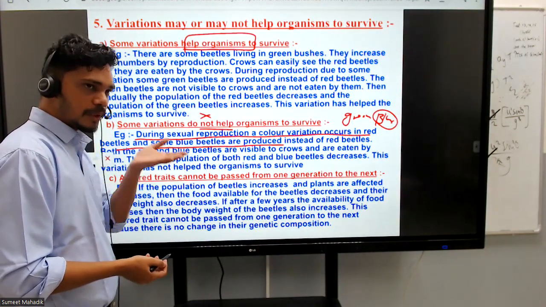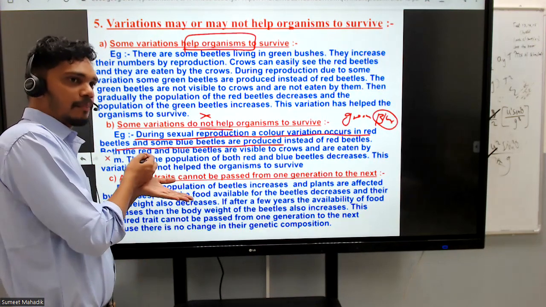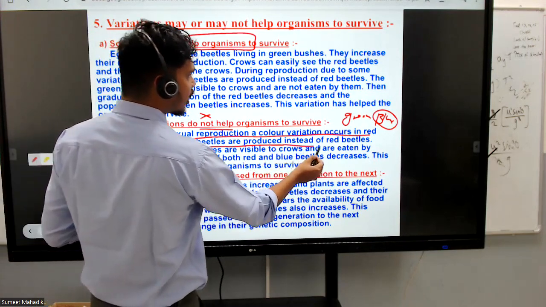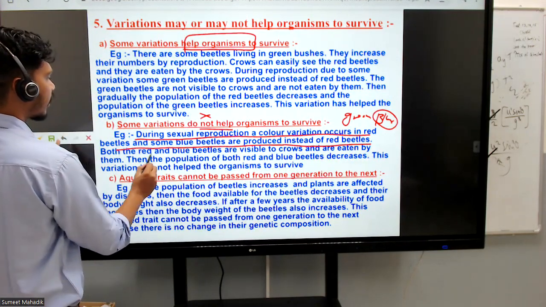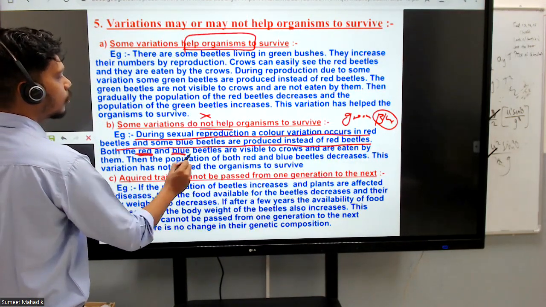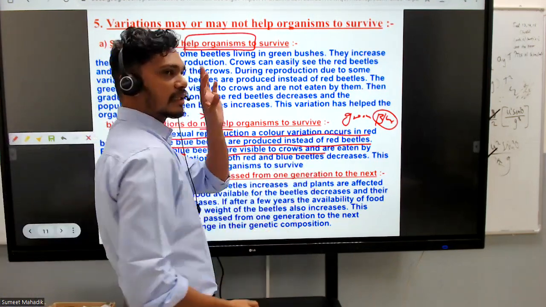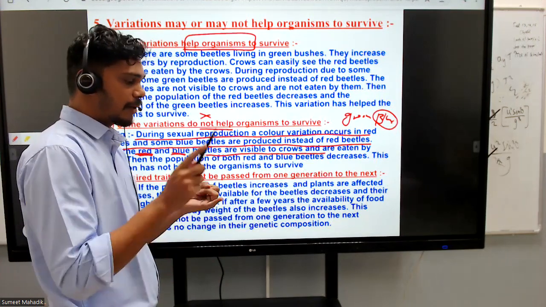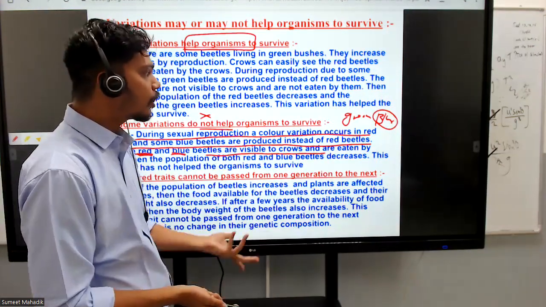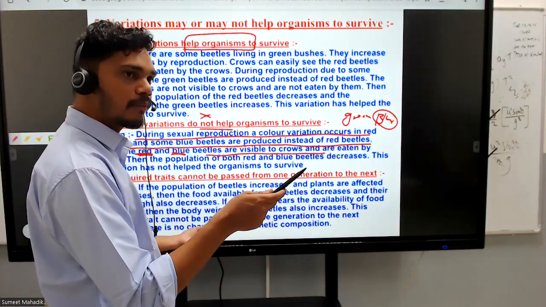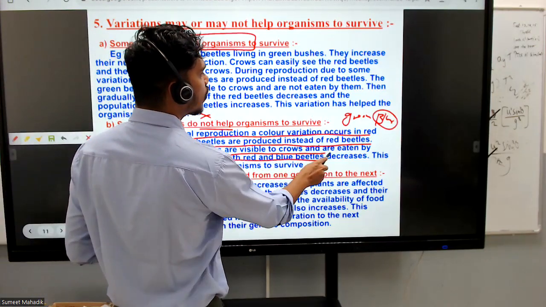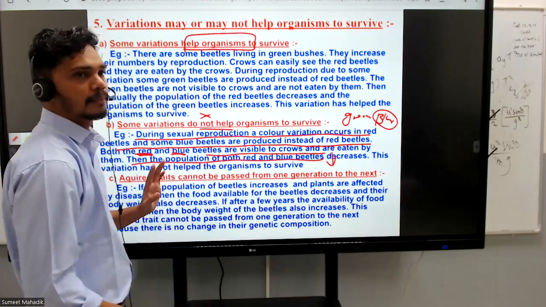So red wants to be stopped, so they convert into green. But obviously, because of the recessive character, blue color was there. So instead of only red beetles, both the red and blue beetles are visible to the crows. The population is decreasing, but red will be there. The majority will be green, but red and blue are also there. Earlier only red was there. Now blue is coming into the picture. Then the population of both red and blue decreases. This does not help to survive.